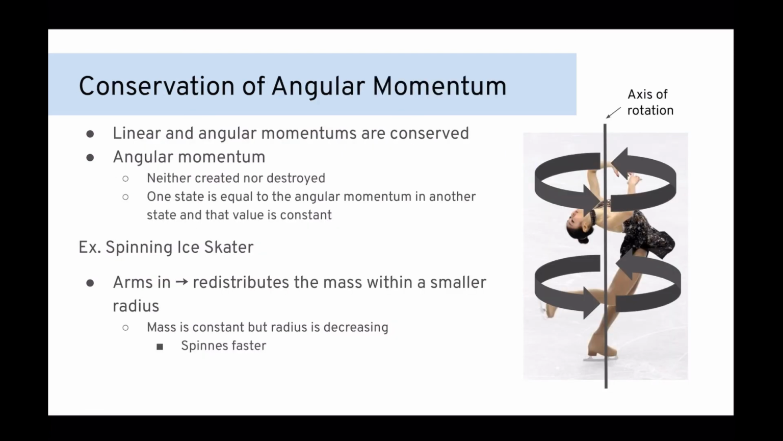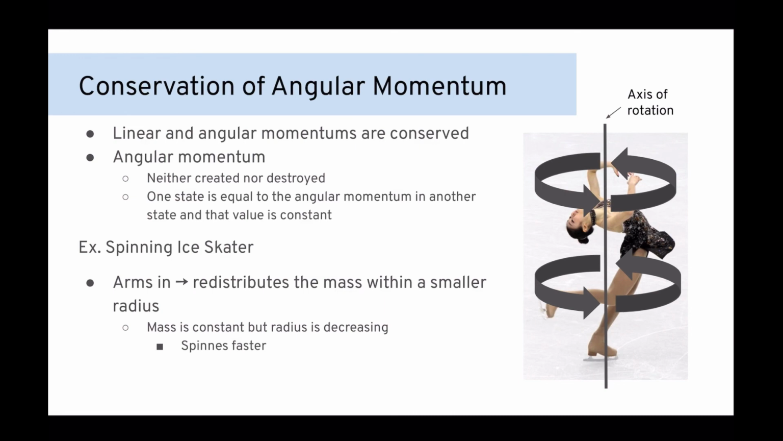But what is the conservation of angular momentum? Both linear momentum and angular momentum are conserved. So, in a closed system, angular momentum is neither created nor destroyed. Angular momentum in one state is equal to the angular momentum in another state, and that value is constant.